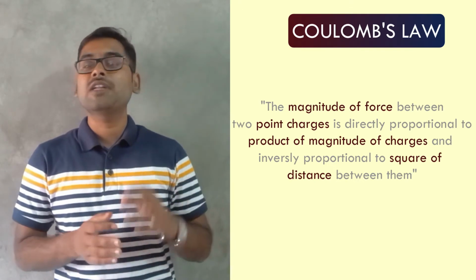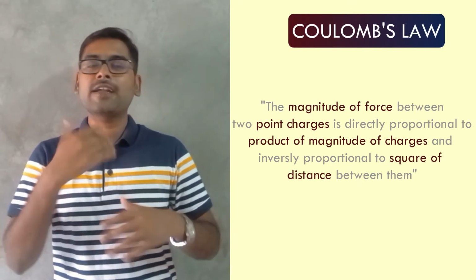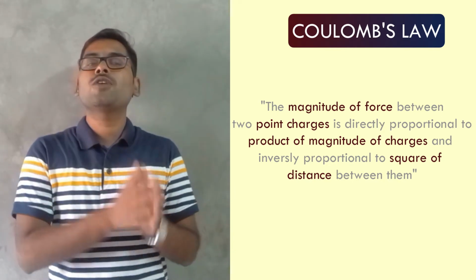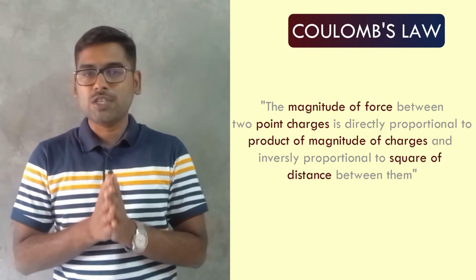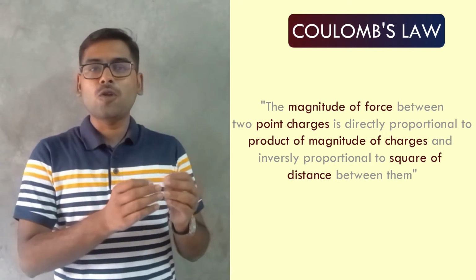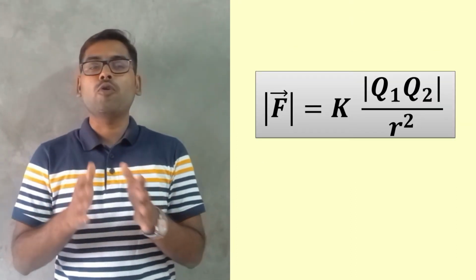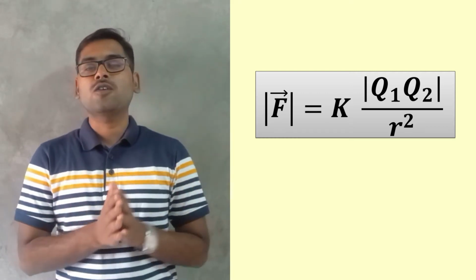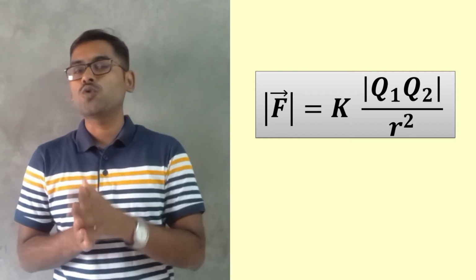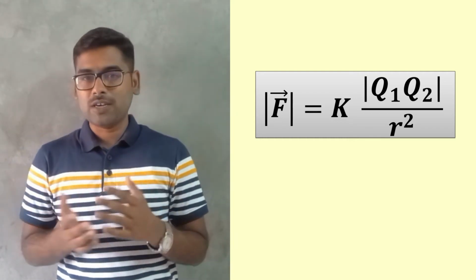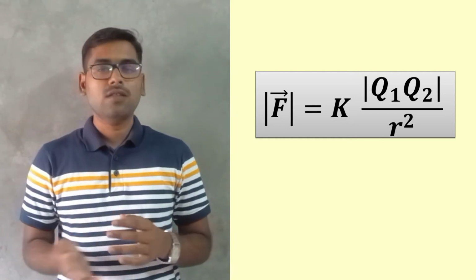Guys, the Coulomb's law states that the magnitude of force between any 2 point charges is directly proportional to the product of magnitude of their charges and inversely proportional to square of distance between them. And this law also gives us the expression for calculating the magnitude of force between 2 point charges, which is F is equal to K mod of Q1 Q2 divided by R square. Here Q1 and Q2 are 2 point charges and R is the distance between them.